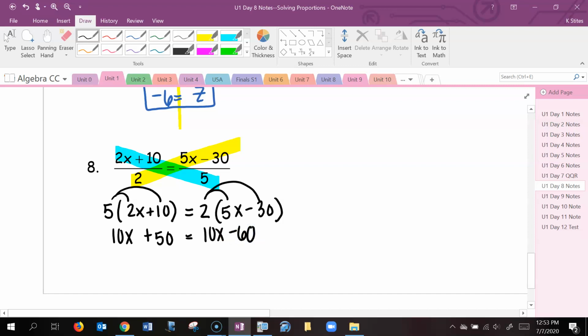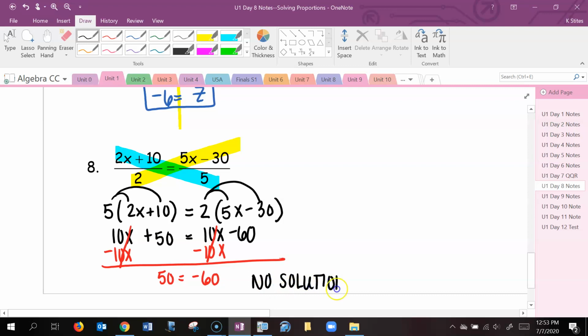Notice we have another special case here. All right, let's subtract our 10x's over. And that's going to bring down for us a 50 equals -60. So ask yourself, is 50 equal to -60? And I hope you said no, it is not. And so our answer is no solution here. Okay, so this just means there's no value of x that's going to make these two ratios equal to each other. And if we were to graph this, we would get some parallel lines, which makes sense because parallel lines do not hit, and because they do not hit, there is no solution.